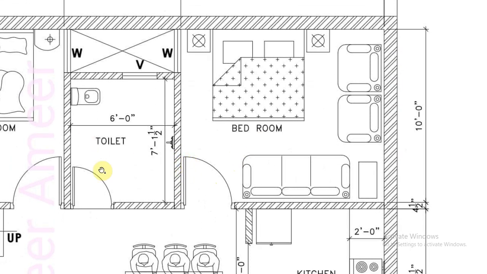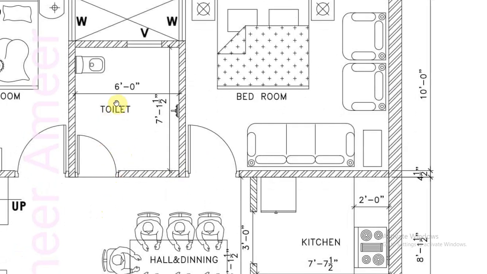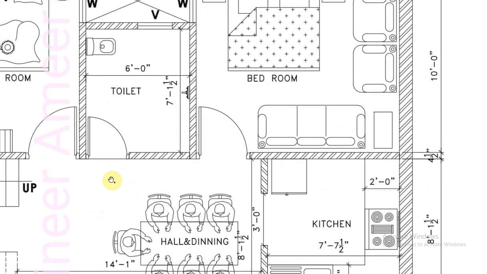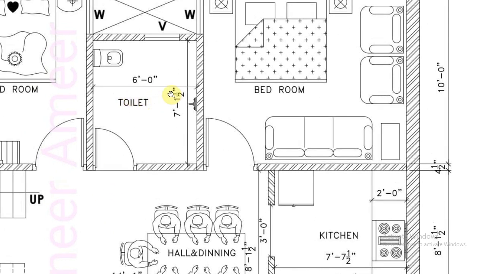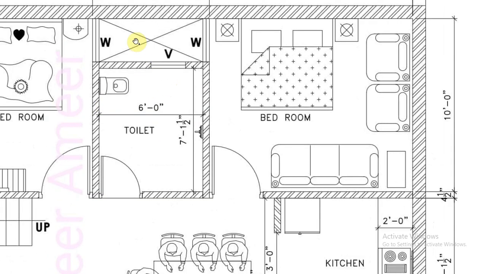Here I designed one toilet just left side of this master bedroom, so we can use this toilet. We can go inside the toilet, and the toilet size is 7 feet 1.5 inch, and the width is 6 feet. Here I designed one shaft also. Shaft size is 6 feet by 2 feet 6 inch.